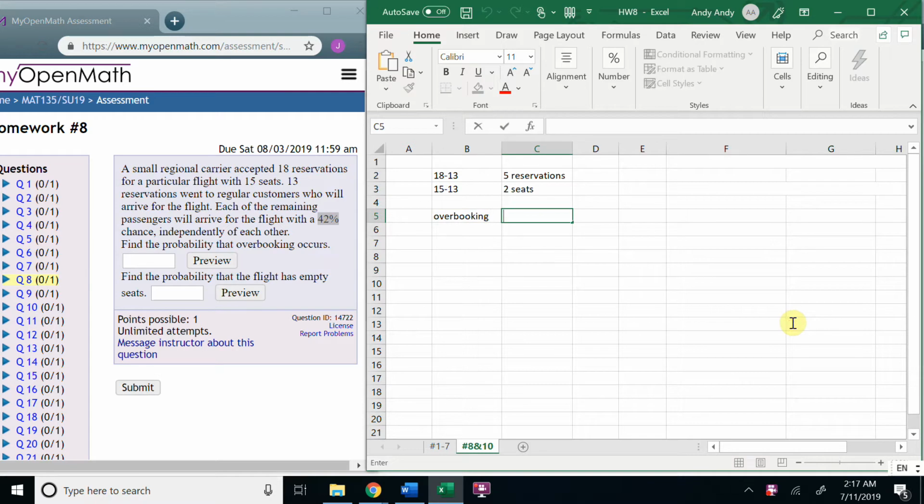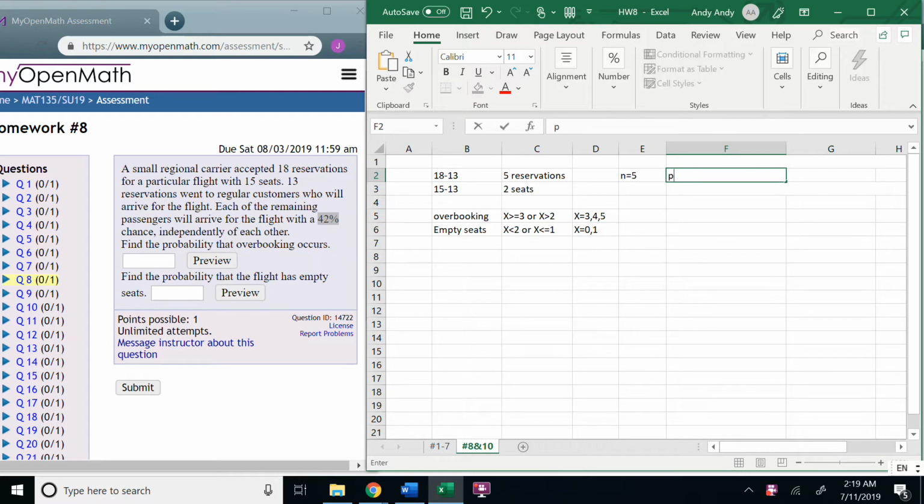And so that means the random variable, the reservation, if x is greater than 2, then overbooking. Here, x is 3, 4, 5, out of the 5 remaining reservations. And for the empty seats, if the reservations are less than 2, then we have empty seats. So x is less than 2, or x is less than or equal to 1, x equals 0, 1.